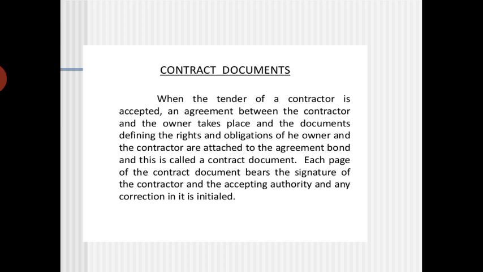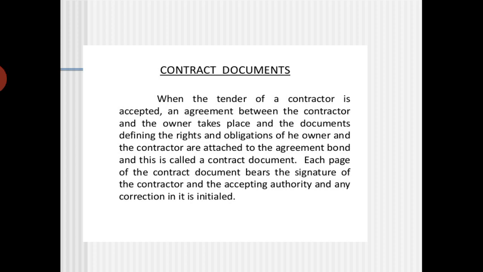So in that way it is an agreement in terms of the quality aspects as well as the quantity aspects, and for the successful completion of this contract work. Each page of the contract document bears the signature of the contractor and the accepting authority, and any correction, if there is any, has to be initialed.